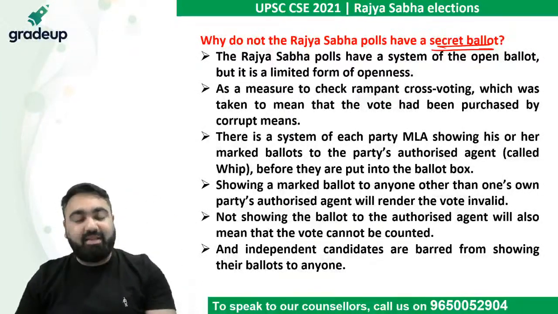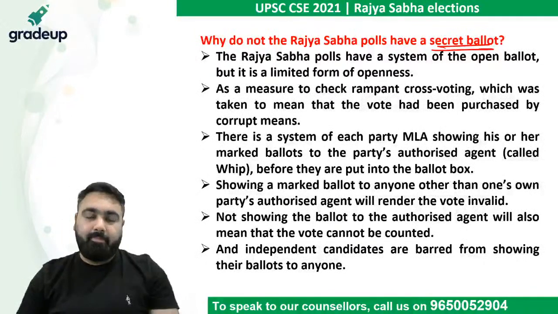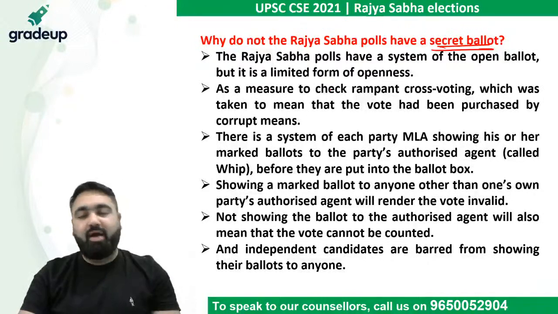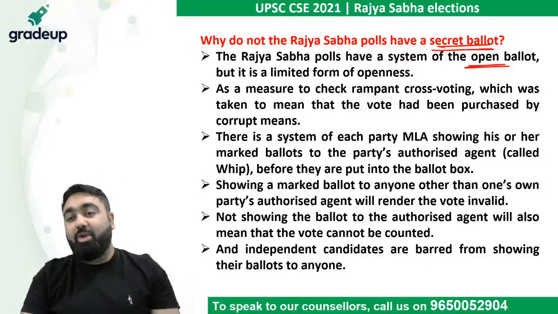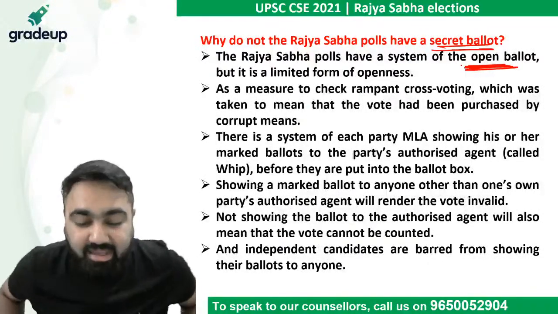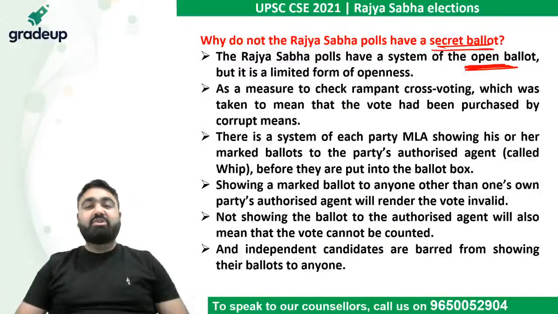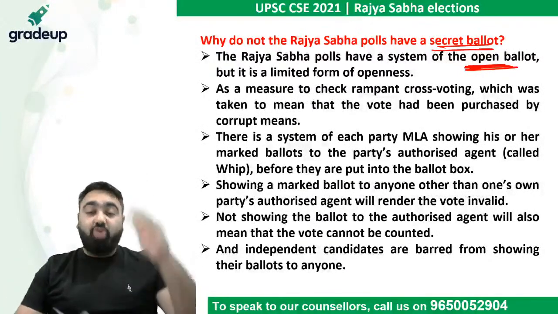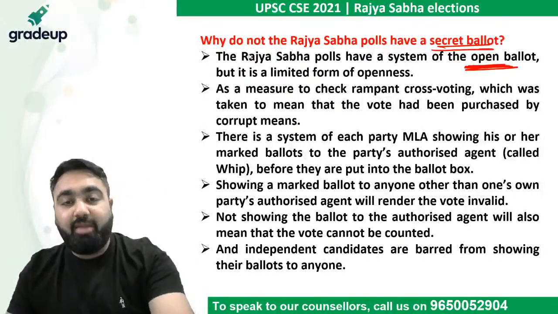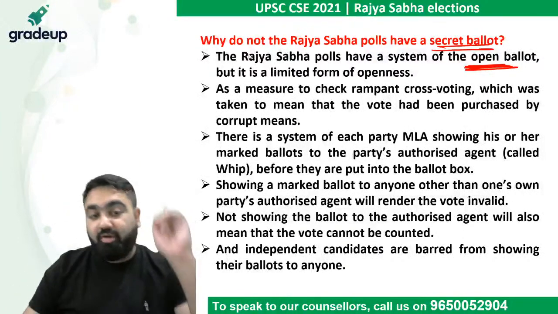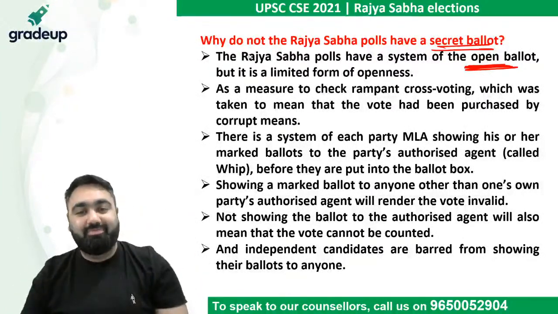But in Rajya Sabha, that is not the case. Rajya Sabha elections don't happen by a secret ballot. They happen in an open ballot. Everyone can see who you have voted for. Why? So that you can only vote for your party. If you are a BJP MLA but you are still voting for Congress, BJP wants to know.